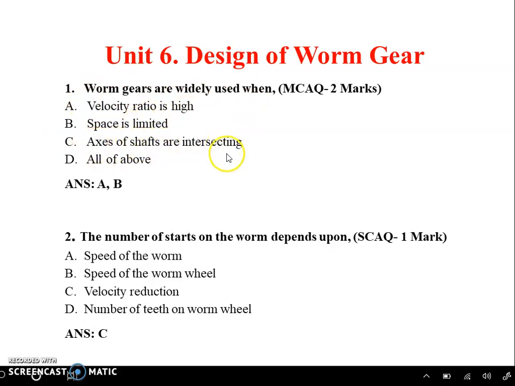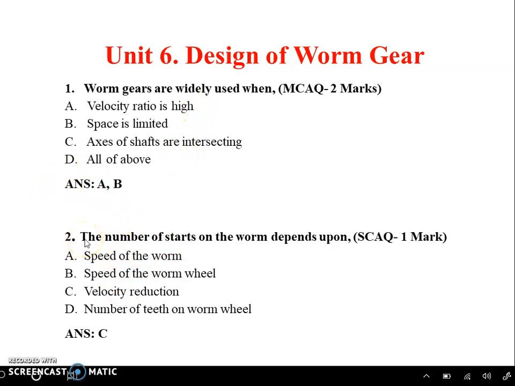Axis of shafts are intersecting. So when shafts are intersecting to each other, we are going to use the bevel gear, because in case of bevel gear, we know that for intersecting, maybe less than 90, more than 90, or equal to 90, bevel gears are used. So these two options are correct. Velocity ratio is high, space is limited. So answer A and B.